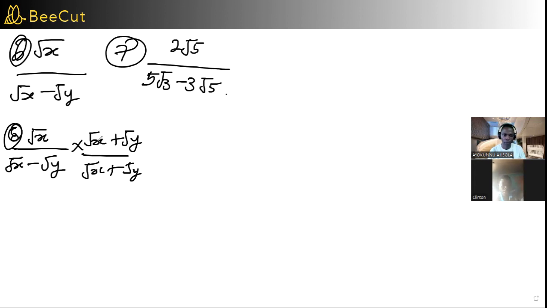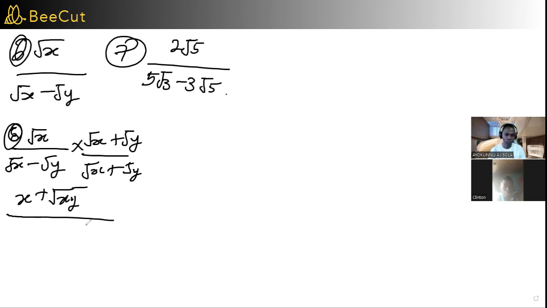Are you with me? Yes. The square will cancel the root, then I have only x remaining. Then I have root x times root y, which is going to be root xy, plus the other one, plus root xy. So root xy. Do you get that? Yes, sir.